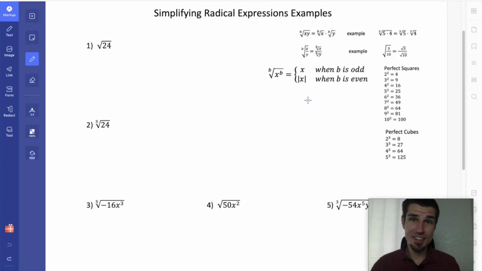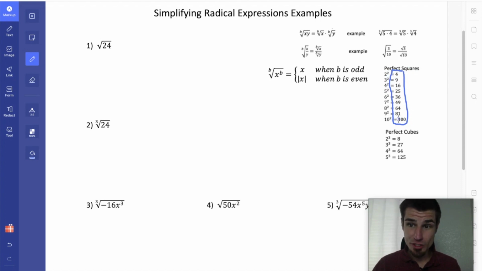Off to the side here, I have some notes from that last video listed so that we can just reference those as we go. It's really going to help us to take care of these examples if we have some other properties to keep in mind, as well as just a list of perfect squares and perfect cubes. So what are perfect squares? Perfect squares are all these numbers right here. These are all numbers that there exists some other integer that you can square to get it.